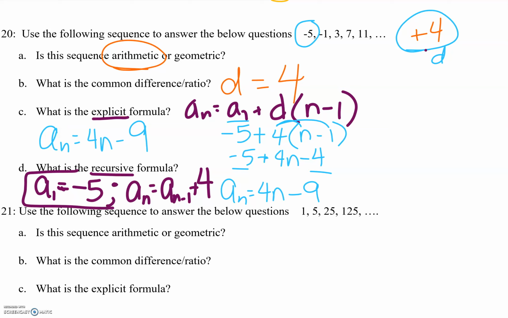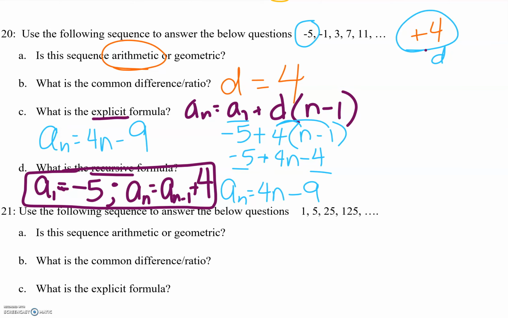So as we start writing, there are two parts to this recursive formula. There's this first term part and the actual equation part. And again, this recursive equation is saying the term before plus 4, the third term plus 4, the fifth term plus 4 gives you the next term. Okay, recursive's weird, I know.